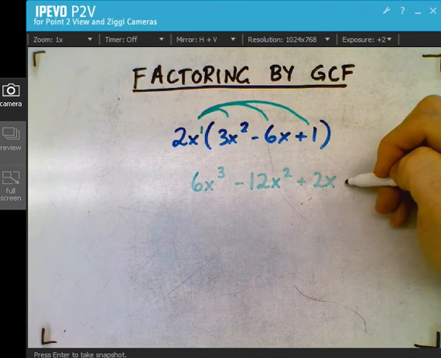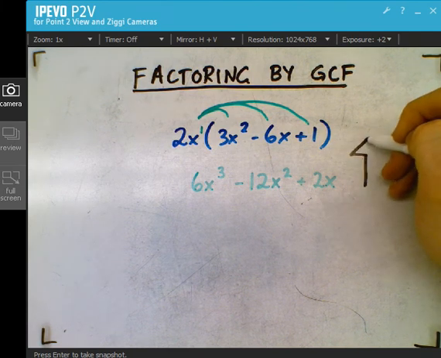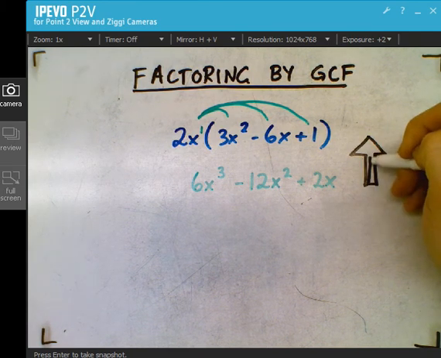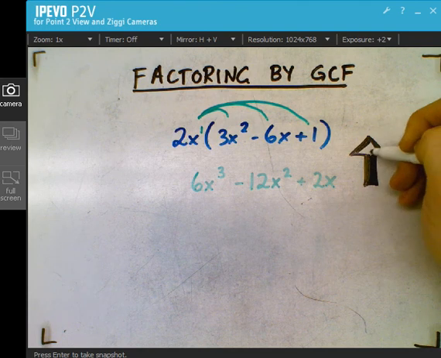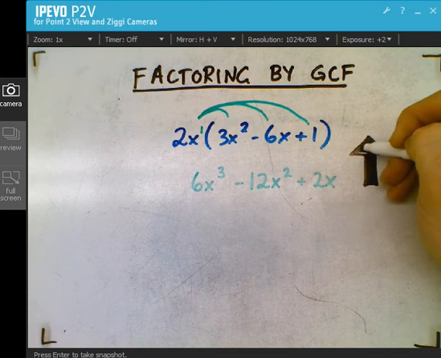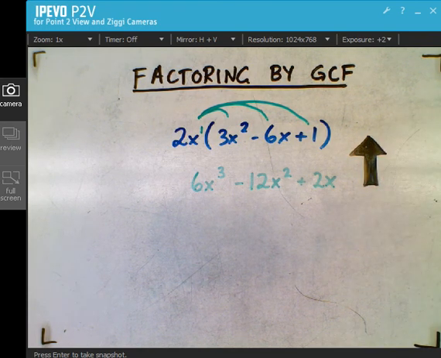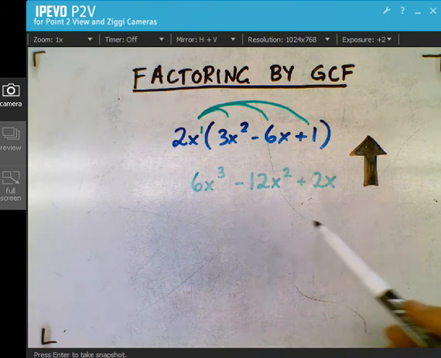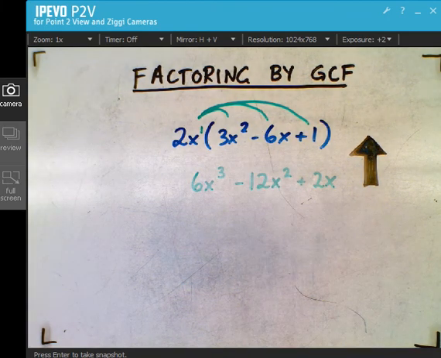With factoring, we're actually going to be going the opposite direction. Instead of being given two monomials or polynomials and being asked to multiply them together in order to get a product, I'm going to give you the product and ask you to tell me what polynomials multiply together in order to give me that product.